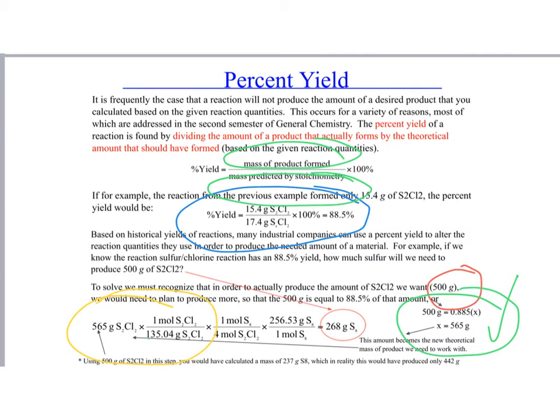We convert that to moles. We take moles of S2Cl2 to moles of S8. We find out the moles of S8, and we eventually get back to grams of S8. So this says that if you start with 268 grams of S8 and you have the typical yield of 88.5%, then you will get out 500 grams of S2Cl2.